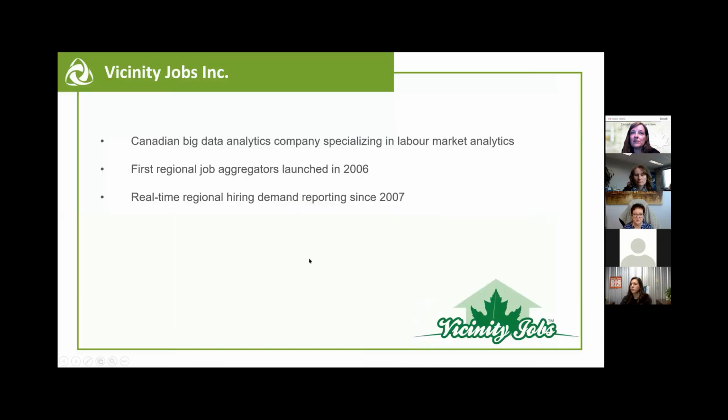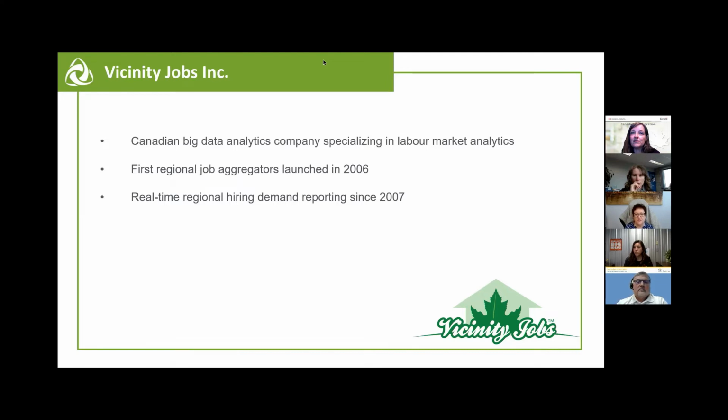So I'm just going to take a moment to share with you a little bit about Vicinity Jobs. For those of you that are not aware, I'm sure you are aware that there is definitely an uptake on the importance of big data analytics, globally, not just specifically within Canada. Vicinity Jobs is an organization that is based actually out of British Columbia. Their home base is in Coquitlam.